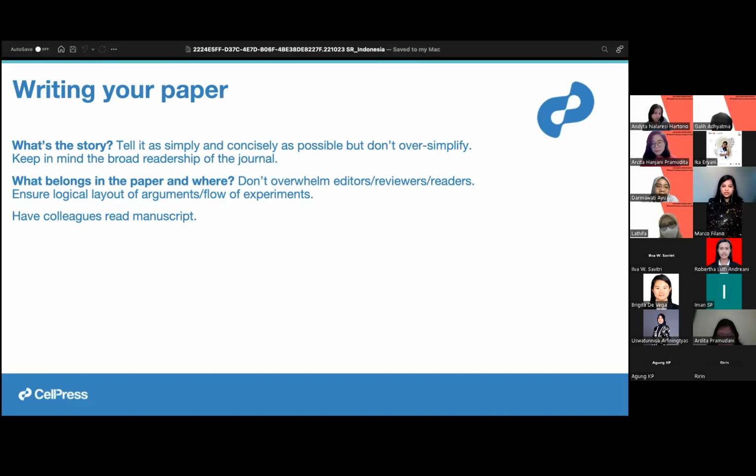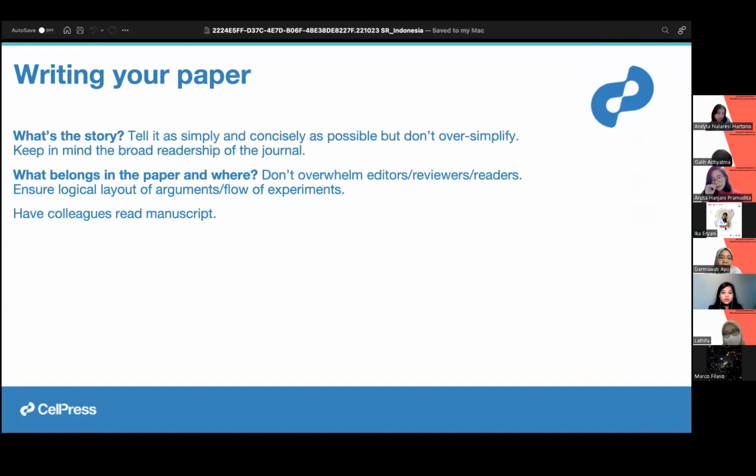Every experiment should be logically connected to the one that went before. At the same time, you don't want to make it too simple. You want to provide enough details so that people who are reading really understand what you did and why. And also keep in mind that the journal's readership may be broad, it may be focused. That really changes the way you write about it.